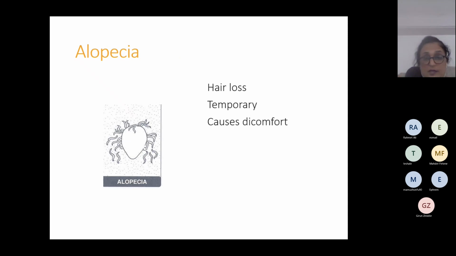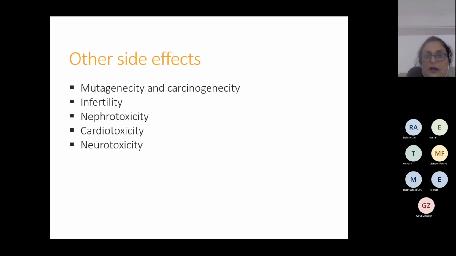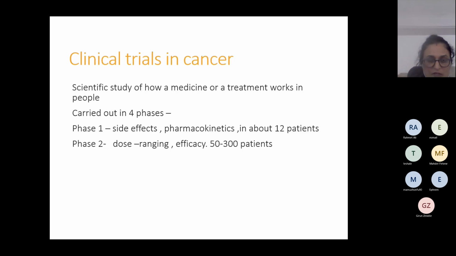Alopecia is hair loss, which is temporary, but of course it causes discomfort and you have that social stigma kind of a thing. But this is reversible. Other side effects are mutagenicity and carcinogenicity. It can lead to infertility if some hormonal treatments are given, nephrotoxicity, cardiotoxicity, and neurotoxicity. These are some of the other side effects of chemotherapy drugs, right?